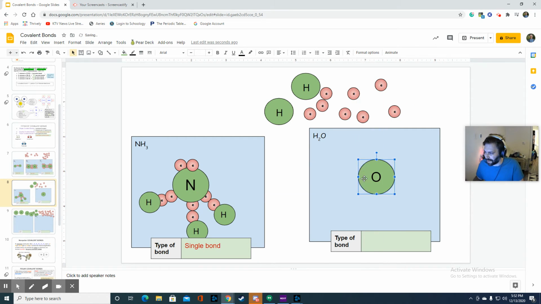All right, now what about water? Let's make some water. Oxygen again has 6 valence electrons.